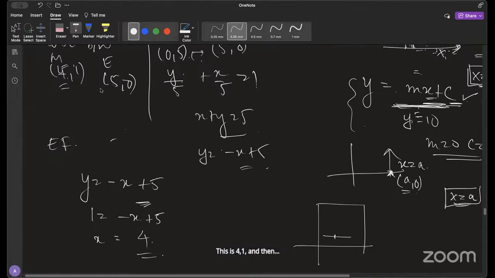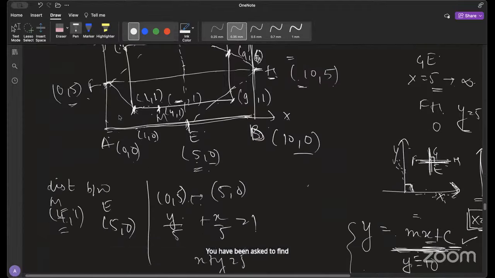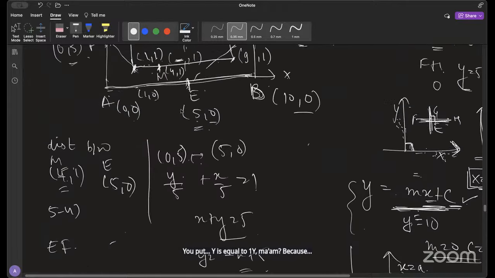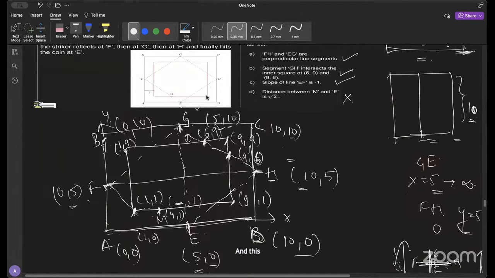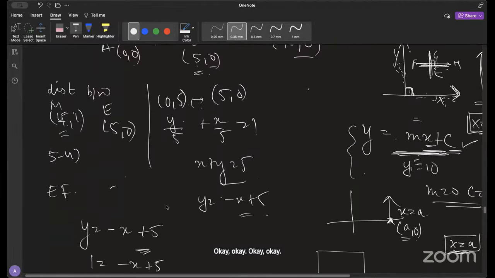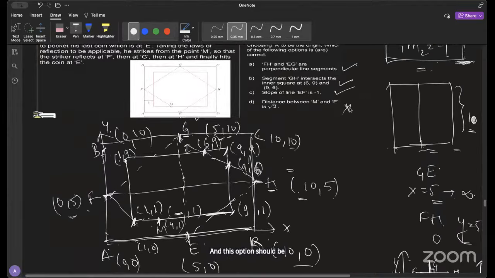And now it's all done. You have been asked to find the distance. You put y equal to 1 because it's on this line, and this line is y equals 1. So this is the square root of 5 minus 4 squared and 1 minus 0 squared. So this is root 2. Then it's fine, and this option should be correct as well.